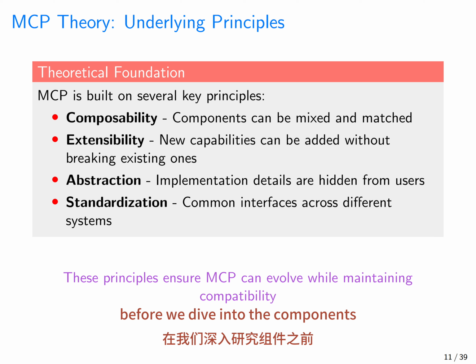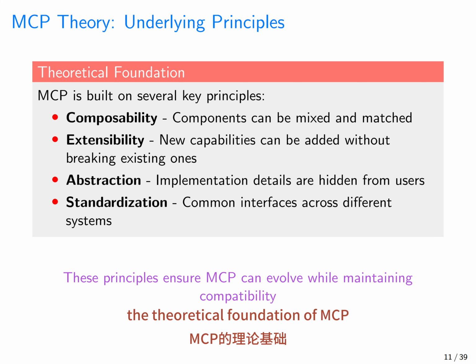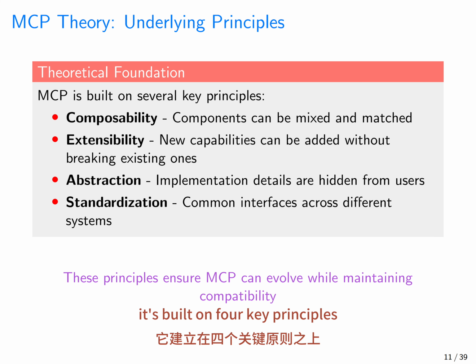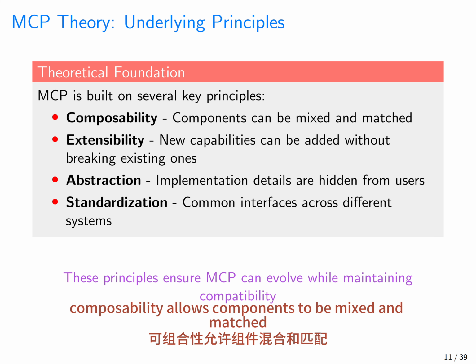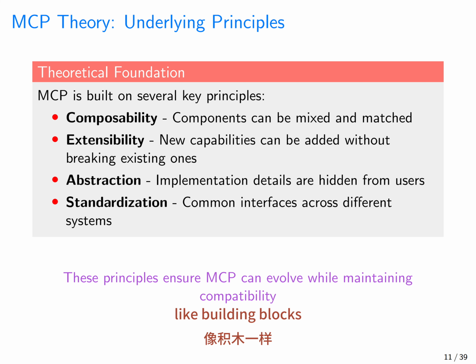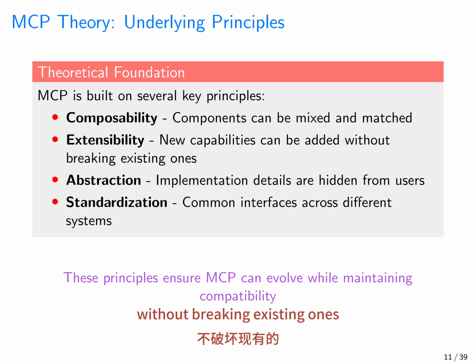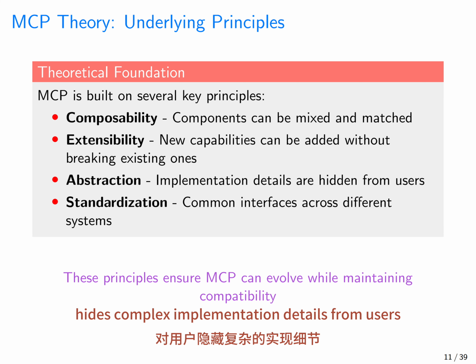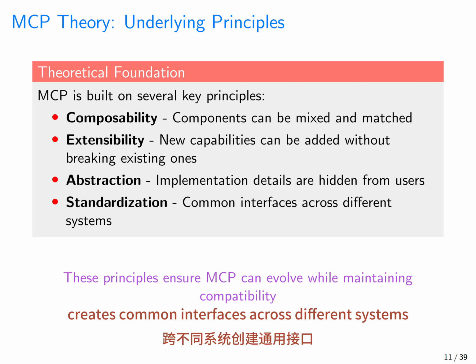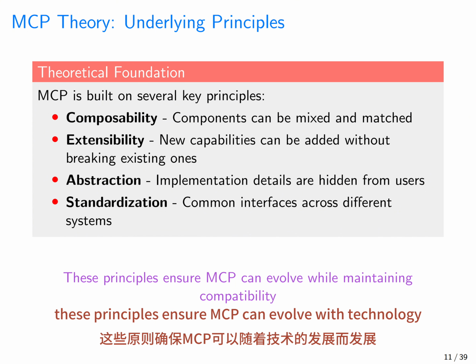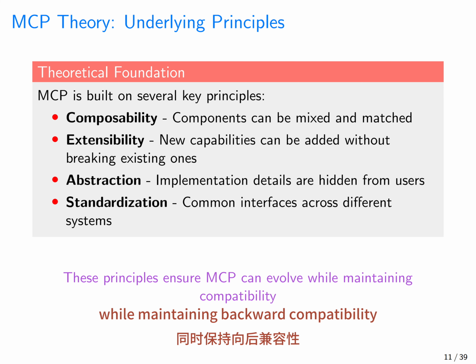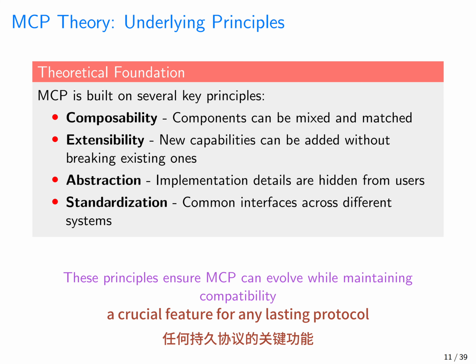Before we dive into the components, it's important to understand the theoretical foundation of MCP. It's built on 4 key principles. Composability allows components to be mixed and matched, like building blocks. Extensibility means new capabilities can be added without breaking existing ones. Abstraction hides complex implementation details from users. And standardization creates common interfaces across different systems. These principles ensure MCP can evolve with technology while maintaining backward compatibility, a crucial feature for any lasting protocol.